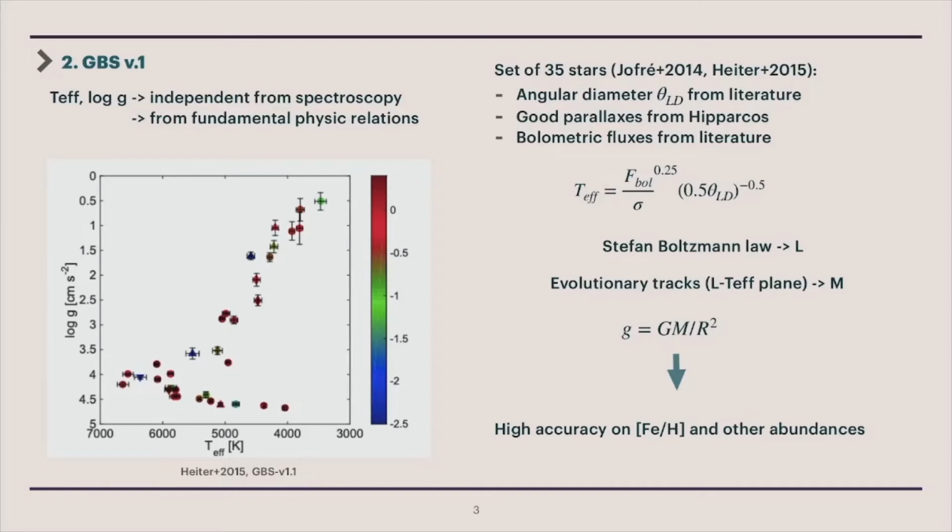You can see in the plot the Kiel diagram for the initial set of stars, color-coded by metallicities. Deriving these parameters independently from the spectroscopic information enabled us to have high accuracy on the iron and other chemical abundances.